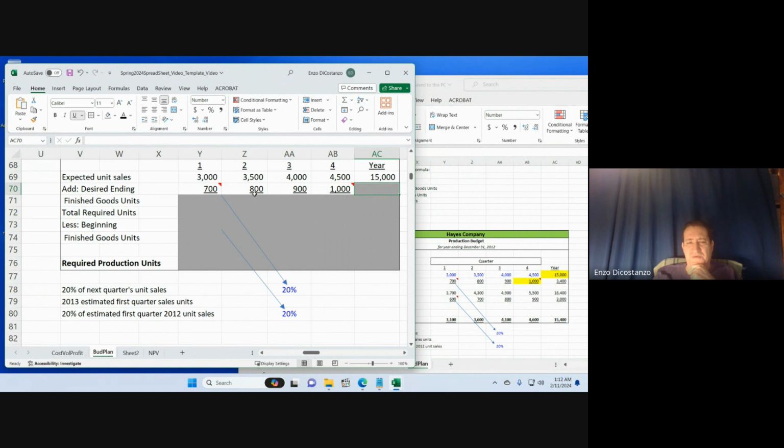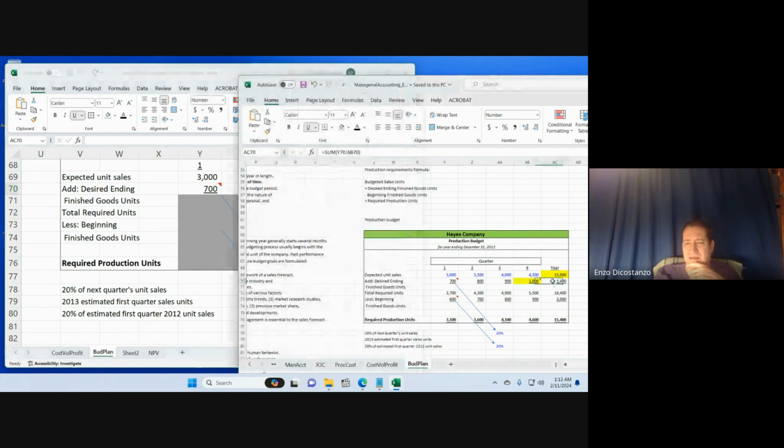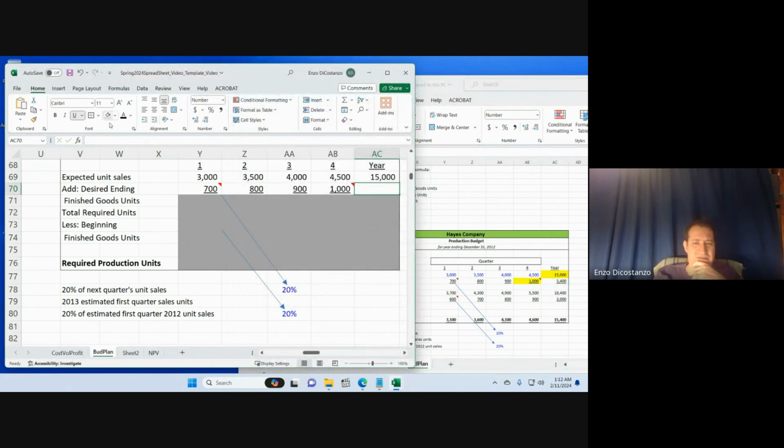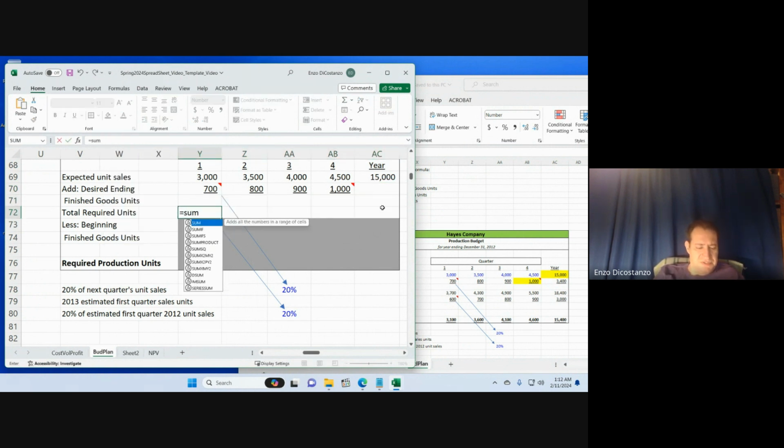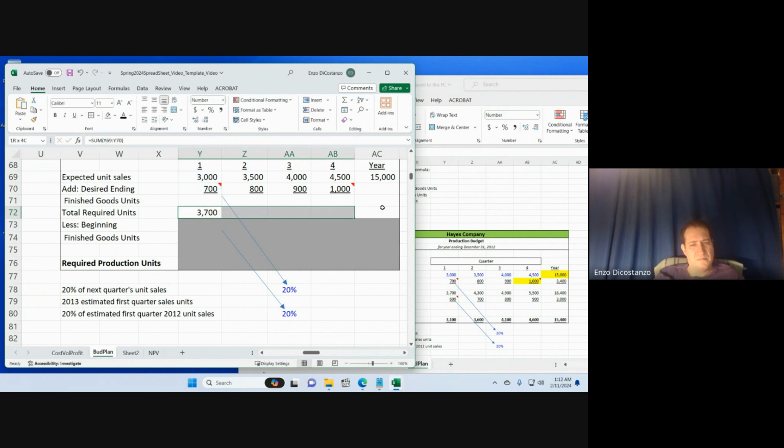And I don't know the usefulness of adding up all of these. I did it myself here, but I don't know why. So you can just leave that for the time being. So your finished goods numbers are actually the finished goods. So the total required units are the following. Equals, you sum all that. Okay. 3,700, 4,300, 4,900. And again, adding all those up, I'm not sure the benefit of that.